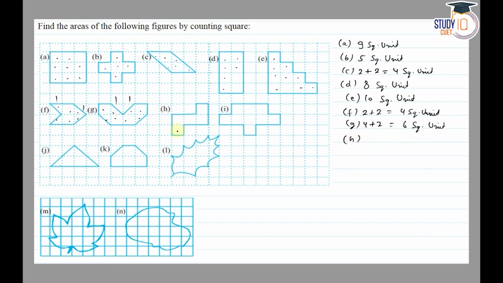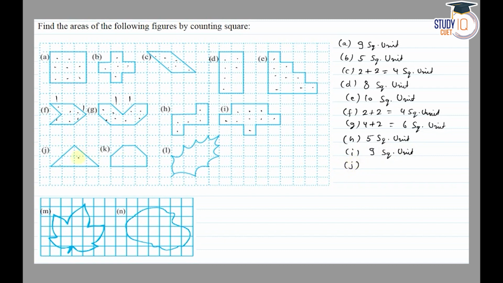H 1 2 3 4 5. So area will be 5 square unit. I 1 2 3 4 5 6 7 8 9. So area will be 9 square unit.